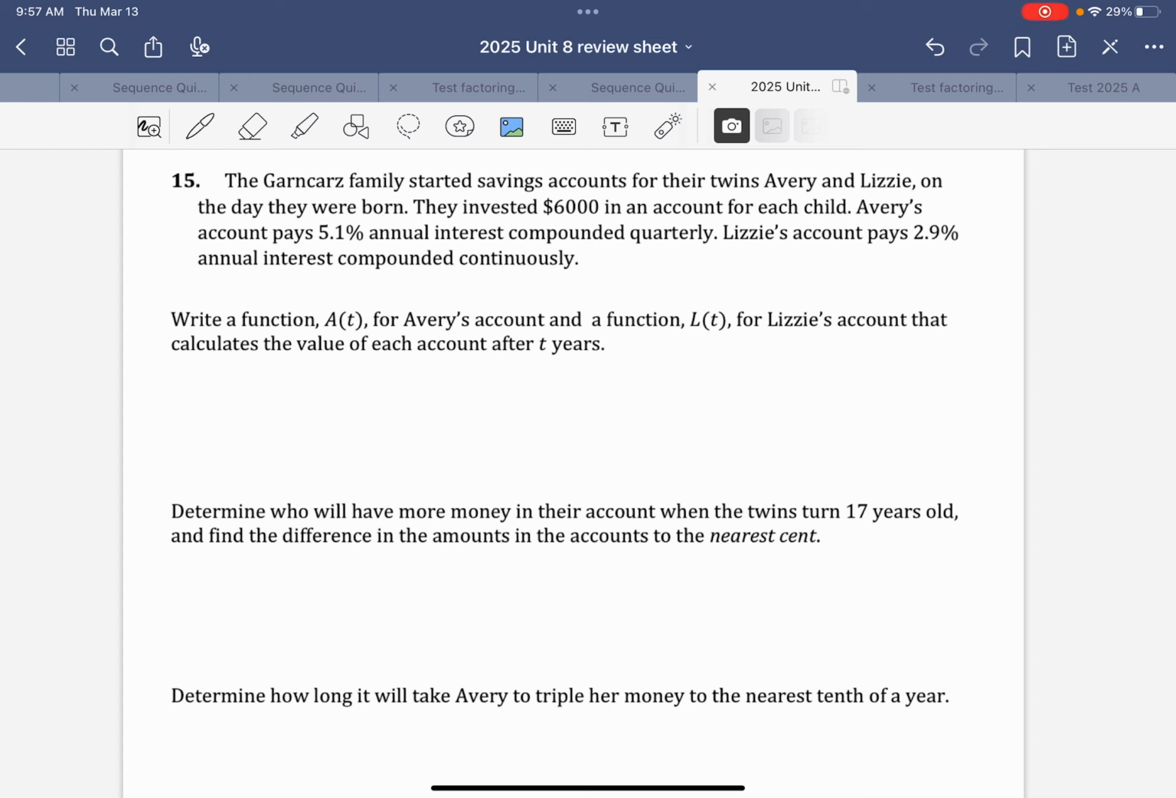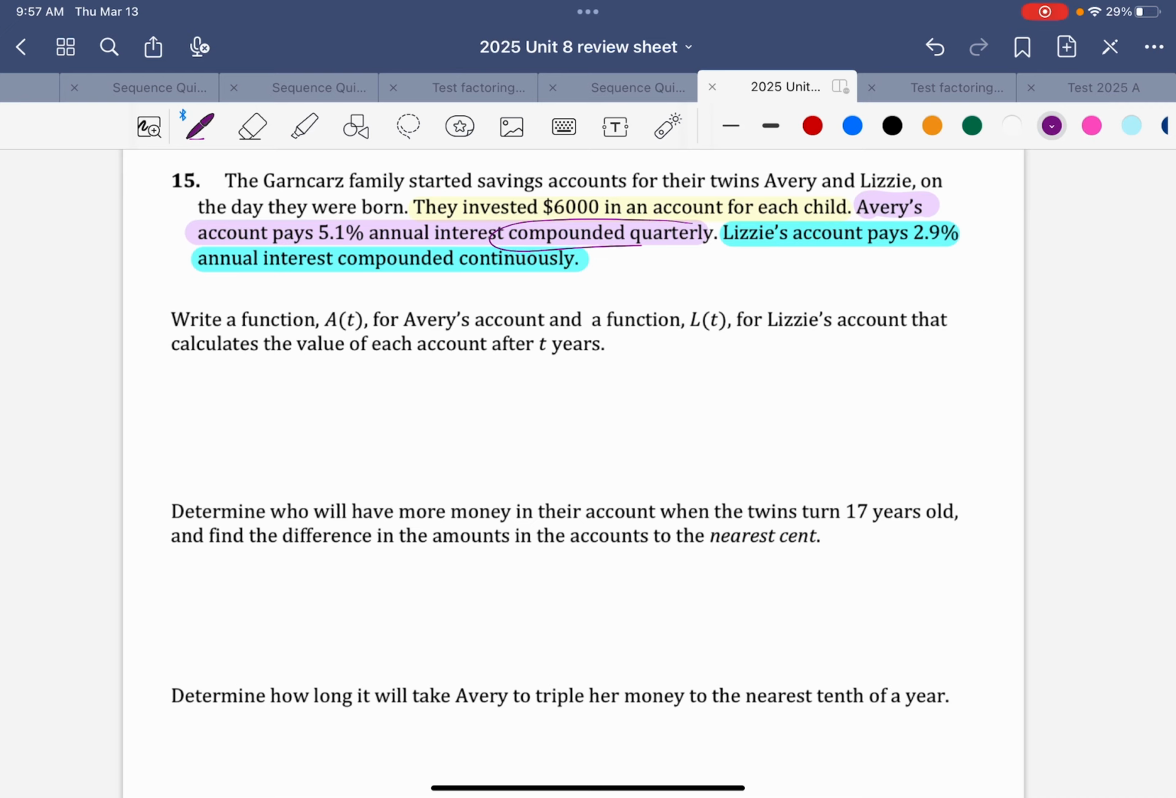So number 15 says the Garncar's family started savings accounts for their twins, Avery and Lizzie, on the day they were born. They invested $6,000 into an account for each child. Avery's account pays 5.1% annual interest compounded quarterly. Okay, so we're going to have to use the compounded K times per year formula. And then it says that Lizzie's account pays 2.9% annual interest compounded continuously.